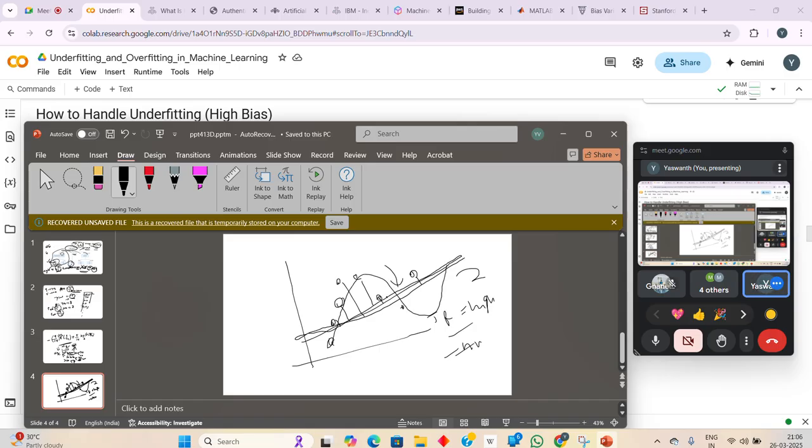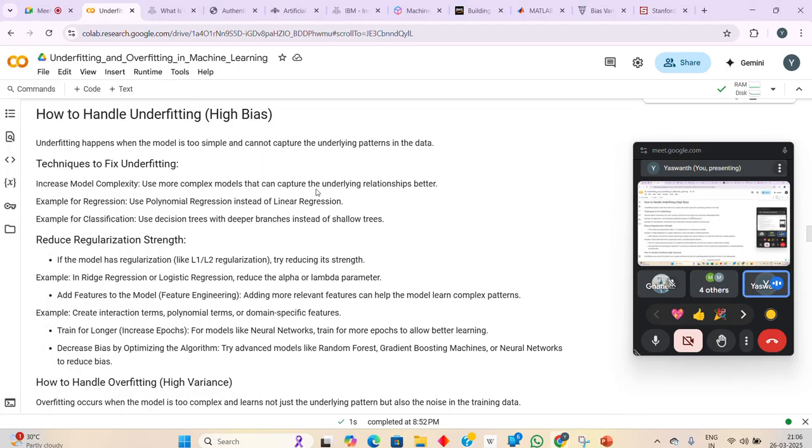It is based on the degree, how much degree you are adding, so that it will become a curve and the training error will get reduced. Got it? This is one concept. Instead of a straight line, we can experiment with polynomial regression.